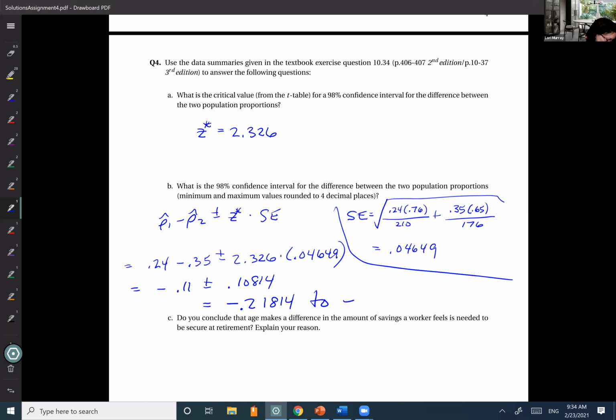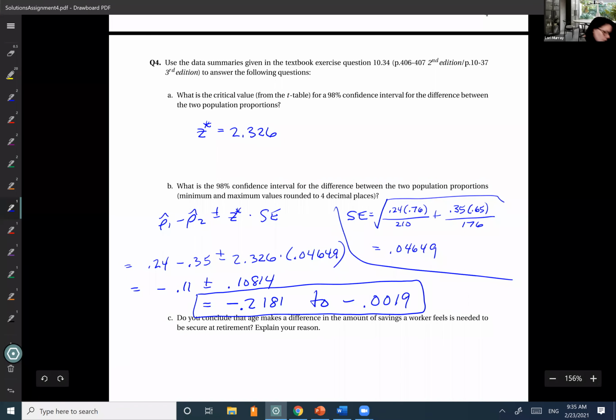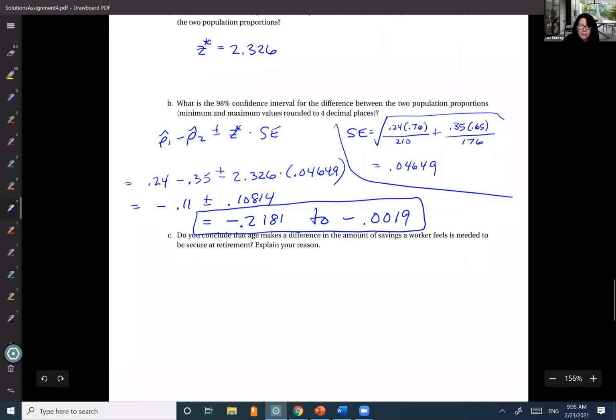So 0.2181 is the first answer. You don't need the 4. 2, negative 0.0019. I don't know what I was doing there, but that's the solution. It's the answer. There's your confidence interval, negative 0.2181 to negative 0.0019. Yes. All right. Any questions? So it does not cross 0. So 0 is unlikely.